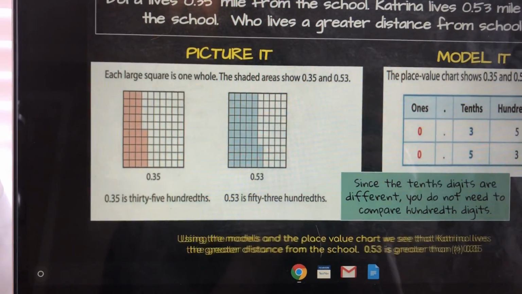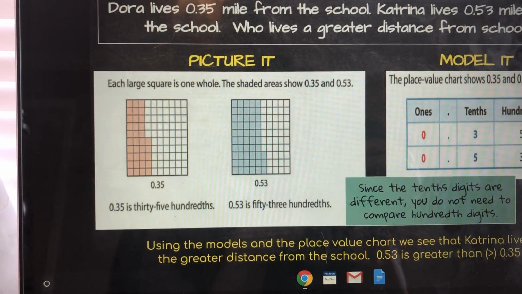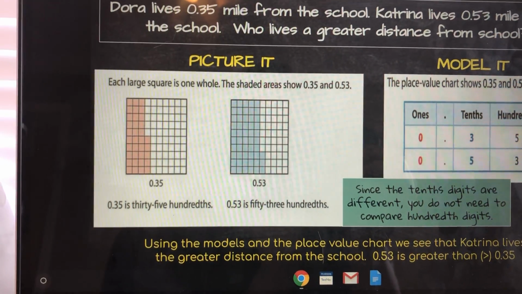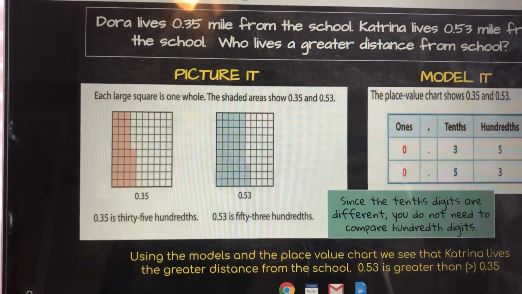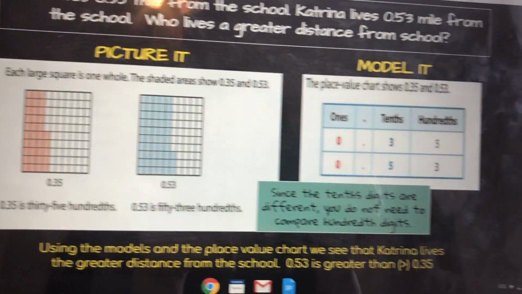Which one's bigger? 35/100 or 53/100? They are both in the hundredths place. So, which one would you rather have? 35 pieces or 53 pieces? 53. 53 is bigger. Okay.